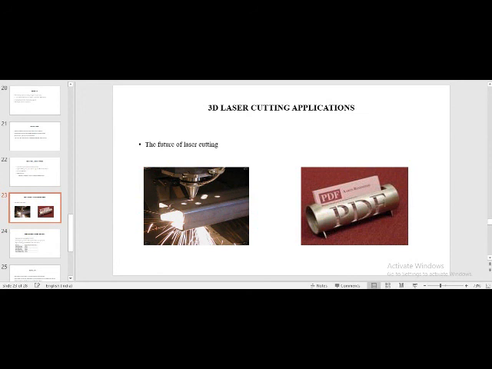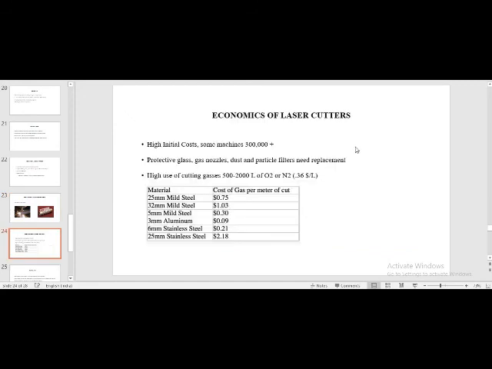And here we see 3D laser cutter applications, and we can see the features of the laser cutting system. Here a laser cutting system is used for some drill applications or some surface finish and generating some holes in a bar. And here we can see a very good looking holder for any company. And this is a hole or design generated by a laser cutting system.